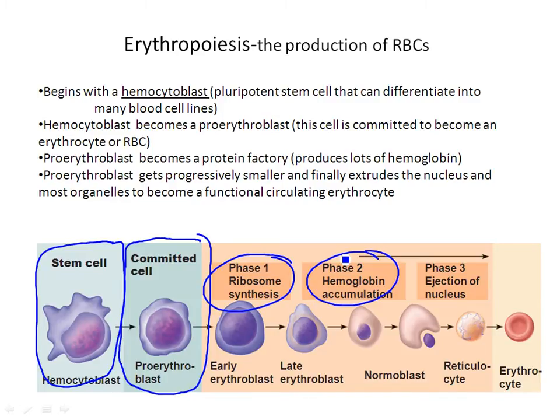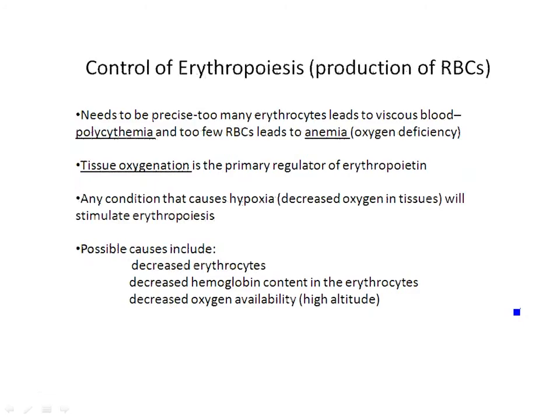And you don't need the nucleus anymore because you just want to be able to carry oxygen. That's the main job. So then you're going to dump the nucleus out. You're going to get rid of most of your organelles. And what you're left with is this little biconcave disc known as an erythrocyte. And it's simply a bag of hemoglobin. That's about all it is. So it's ready to get into the circulation and start transporting our oxygen.